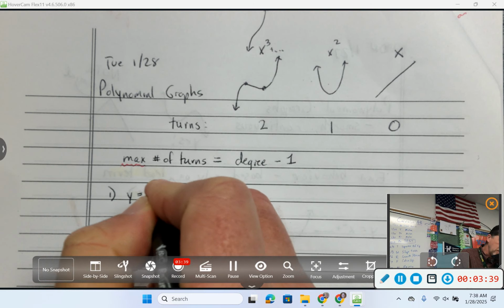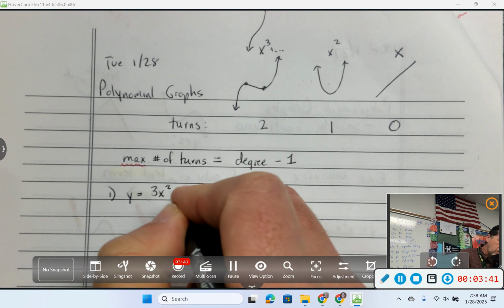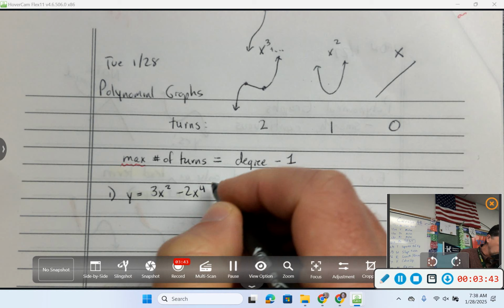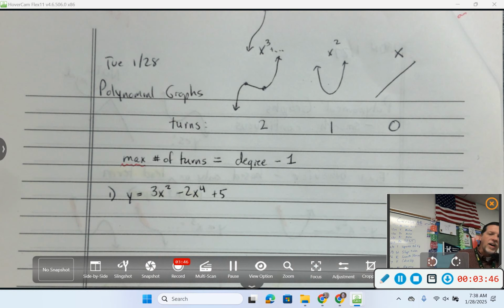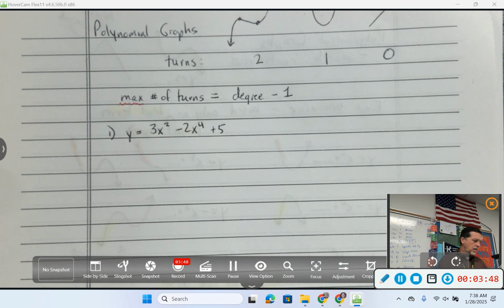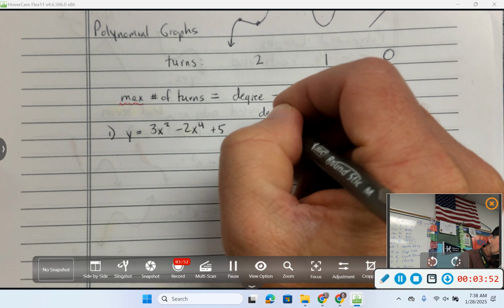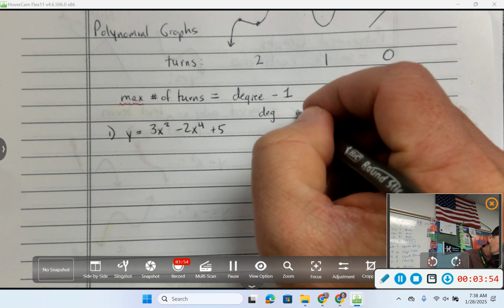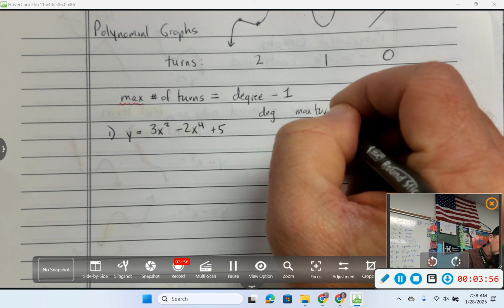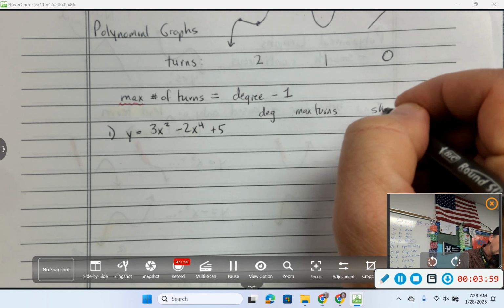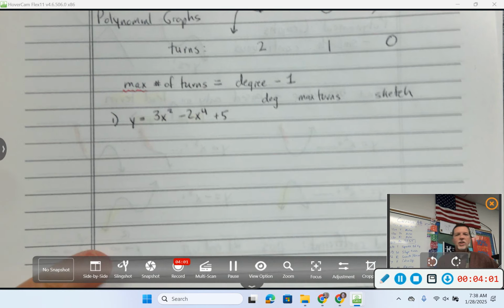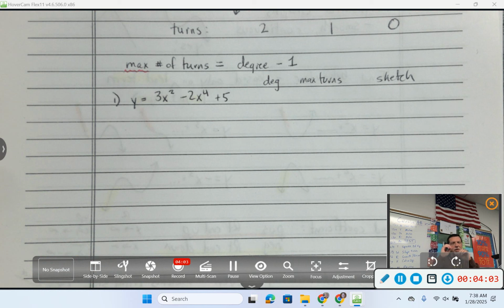Let's knock out a couple of examples here. 3x squared minus 2x to the 4th plus 5. We're going to tell its degree, max number of turns, and do a small sketch. I want to do several of these examples. So these are going to be very small, very inaccurate sketches, but we're going to combine some things here.